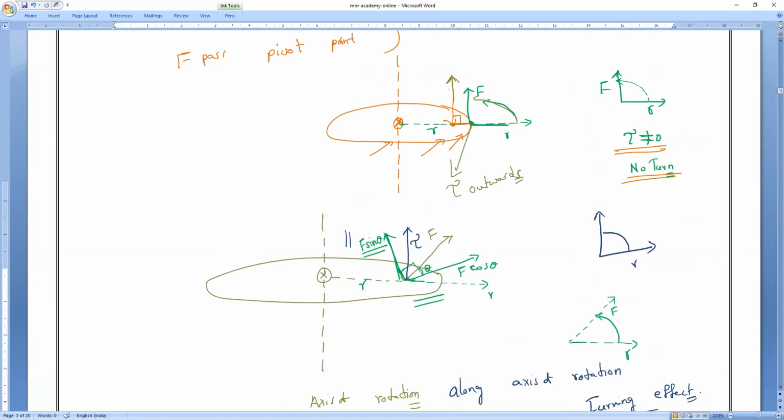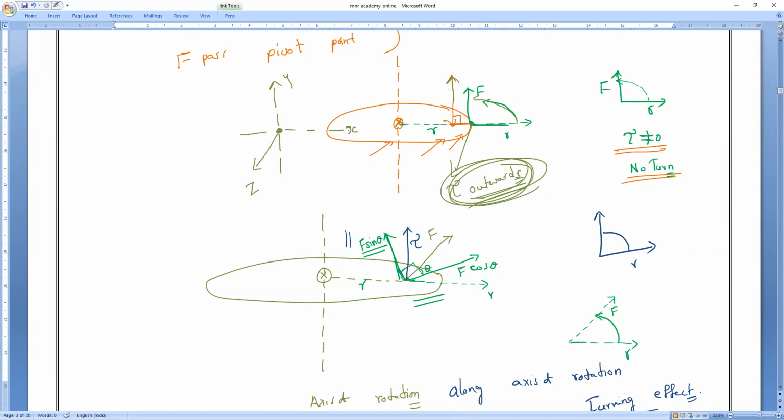So in this first case, why is it not producing the turning effect? Torque is acting perpendicular to the axis of rotation. It is outwards. Outwards means what? See, the axis of rotation is like this, and outwards means like the z-axis. Imagine this is the y-axis, and forget about the x-axis. Now this outwards it is acting. Outwards means it is acting along the z-axis.